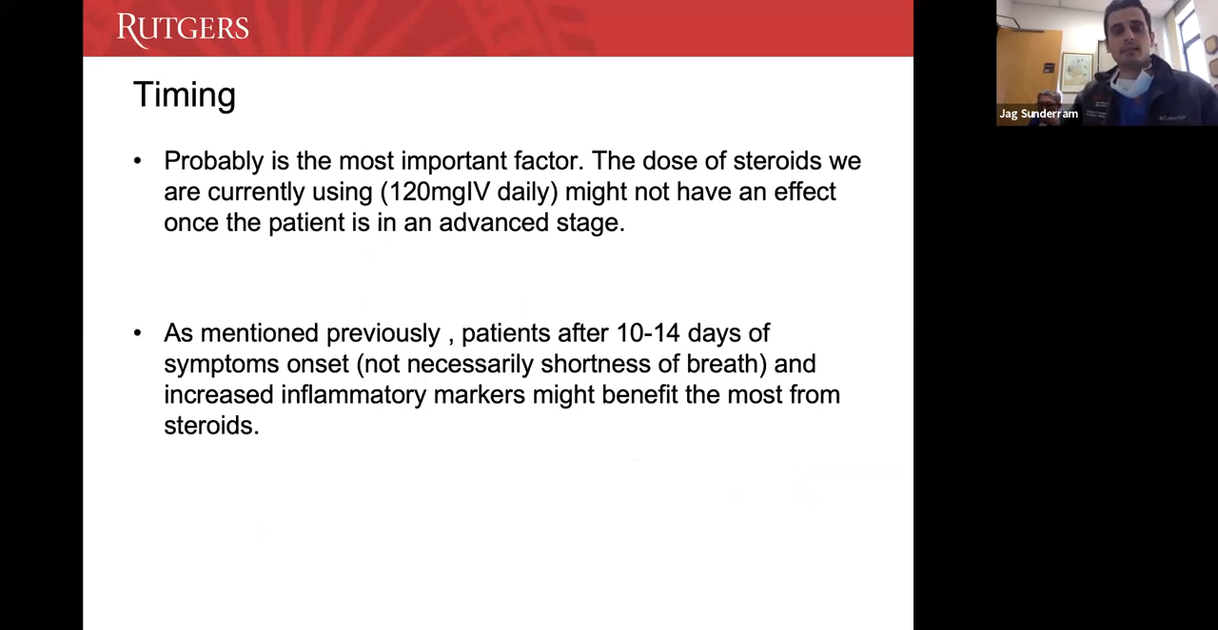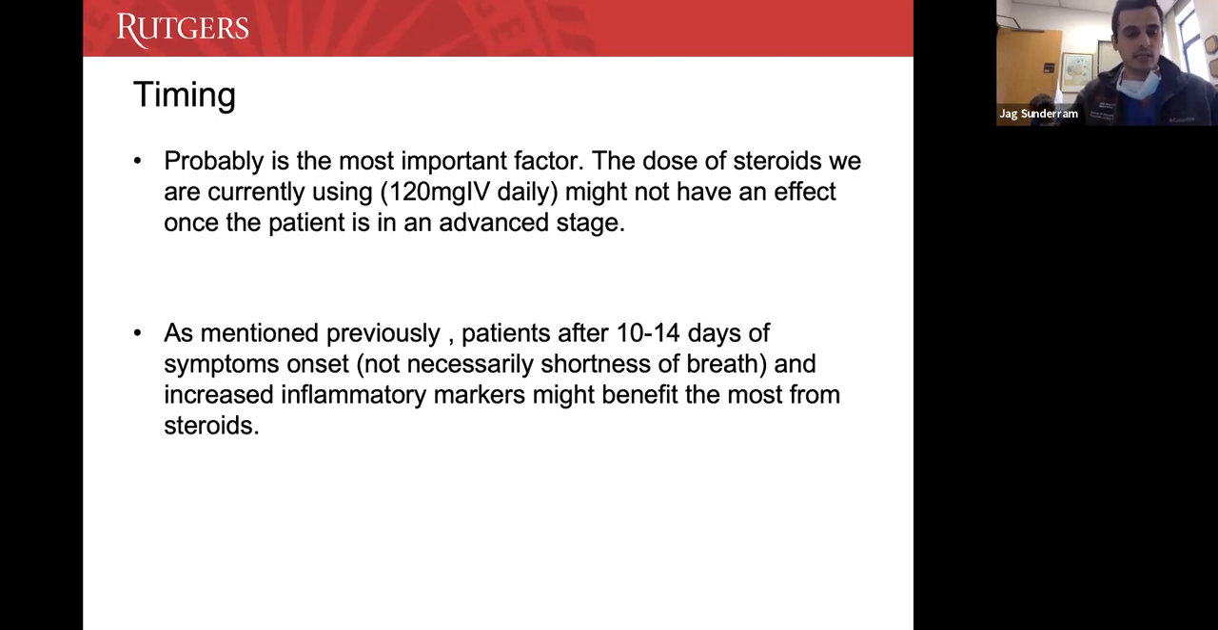And then the timing. The timing is probably one of the most important factors. If you want to give steroids to these patients, you should probably give it once you have evidence of increased inflammatory host response and increased inflammatory markers. The correct day of onset of this specific phenomenon is still controversial, but the majority of experts are recommending this after day 7 or after day 10 of onset of symptoms.